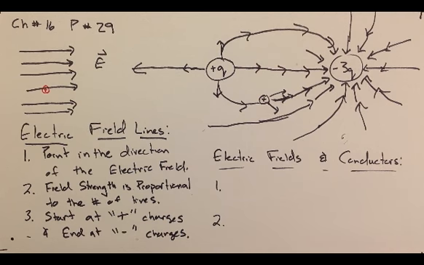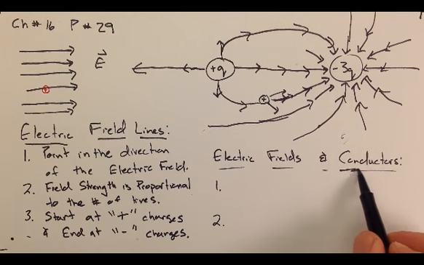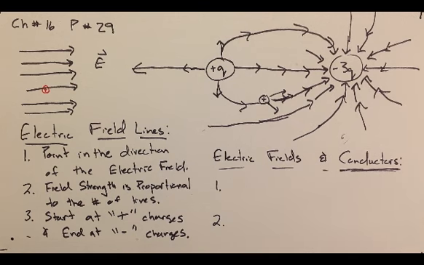Okay, nice job so far. Two quick things here about electric fields and conductors. So what is a conductor? A conductor is like a metal, something that conducts electricity very well. And why do they conduct electricity? Well, the electrons are free to move around.